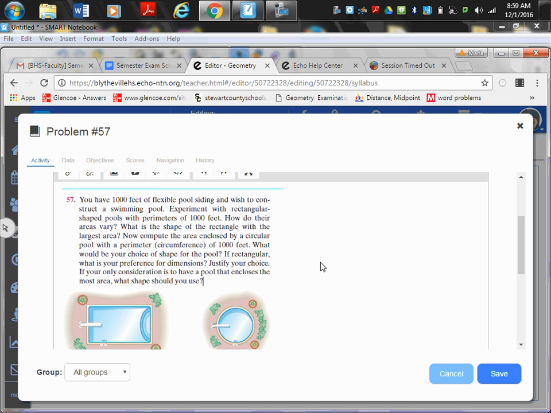Make sure you write in complete sentences, because it says justify your choice. So the justify your choice has got to be in complete sentences. Any questions about the assignment? All right, you have about 30 minutes to be working on this.